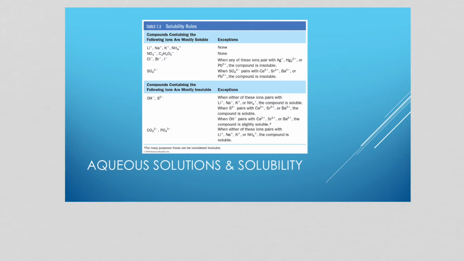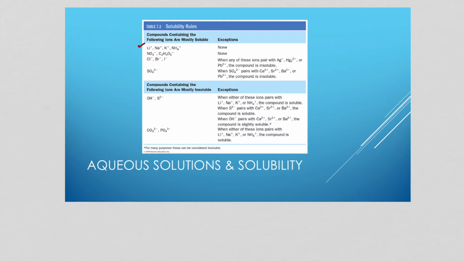So if an ionic compound has one of these four positive ions, lithium ions, sodium ions, potassium ions, or ammonium ions, then it will always be soluble. Now again, we only have to worry about one of the ions, right? We don't have to necessarily worry about both of them.